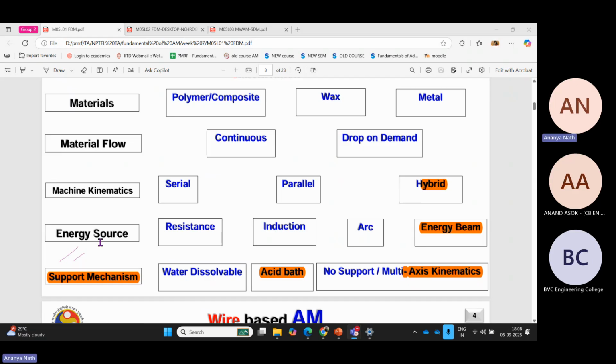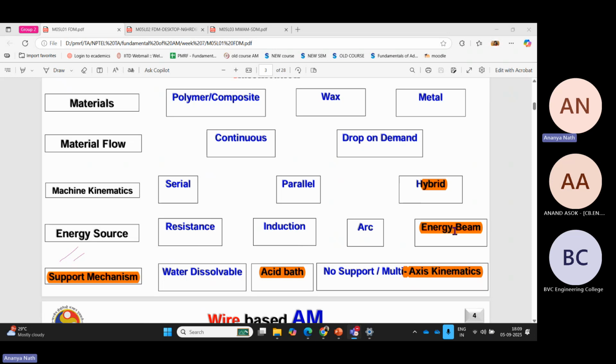Then our energy source. So for the energy source, resistance heating and induction heating are not that common, but arc is very much common. From arc, we have the WAM process, which is wire arc additive manufacturing. Then we have energy beam. Energy beam means, for example, laser.